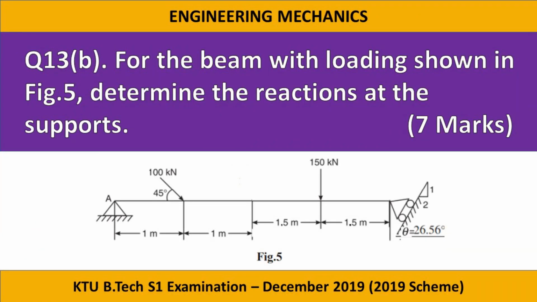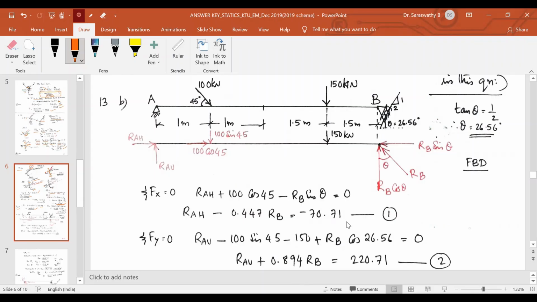For the beam shown in figure, determine the reactions at the supports. Support reaction is the easiest question in engineering mechanics statics if you know the concept. Just remember, in a hinge, at the support a hinge, there will be two reactions, a vertical reaction as well as a horizontal reaction. In roller, always the reaction will be perpendicular to the roller surface. There will be only one reaction which will be normal to the roller surface.